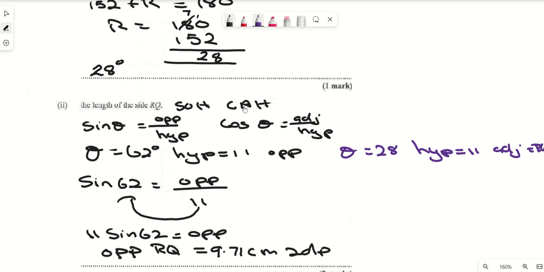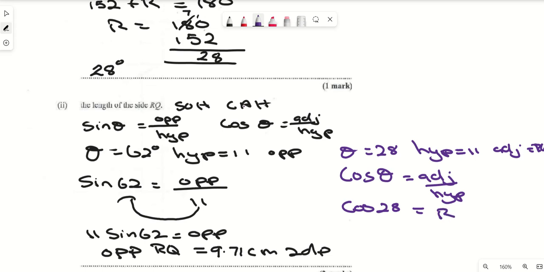So you're going to use cosine. So it's going to be cos theta is equal to adjacent over hypotenuse. So it's going to be cos 28 is equal to adjacent, which is RQ, divided by 11, and we're going to make RQ the subject. You're going to carry across, divide by 11 over the equal sign. It's going to turn to multiply by 11. So it's 11 cos 28.